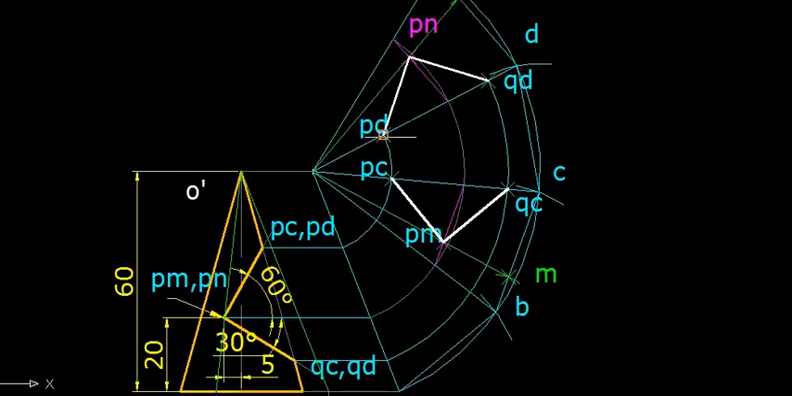So here from PC to PD I am joining it by a straight line, then joining this QD to QC. Okay, so this completes the development.